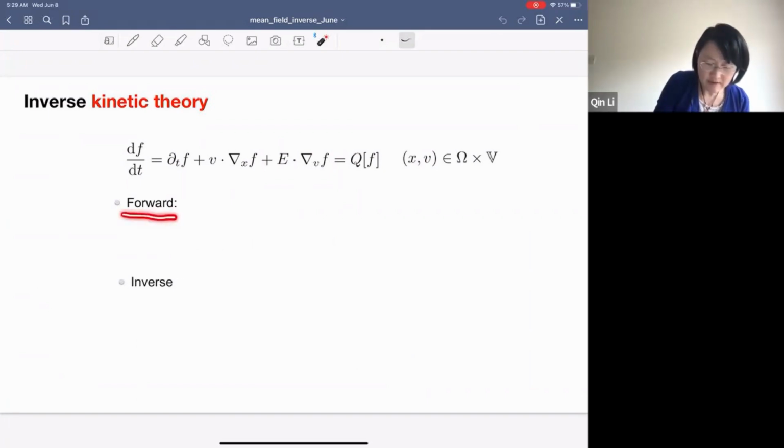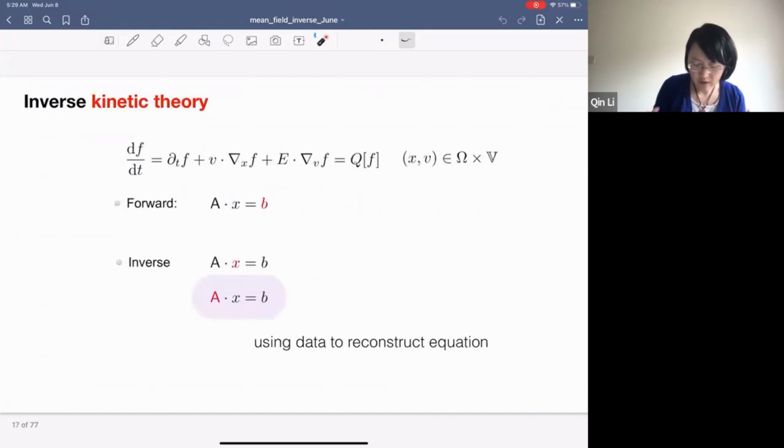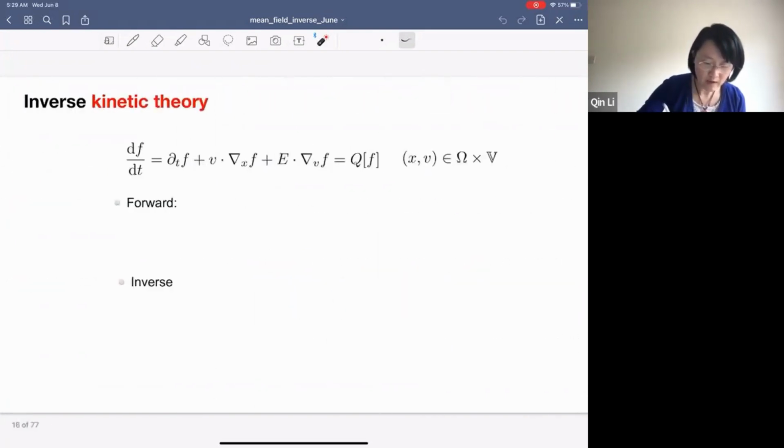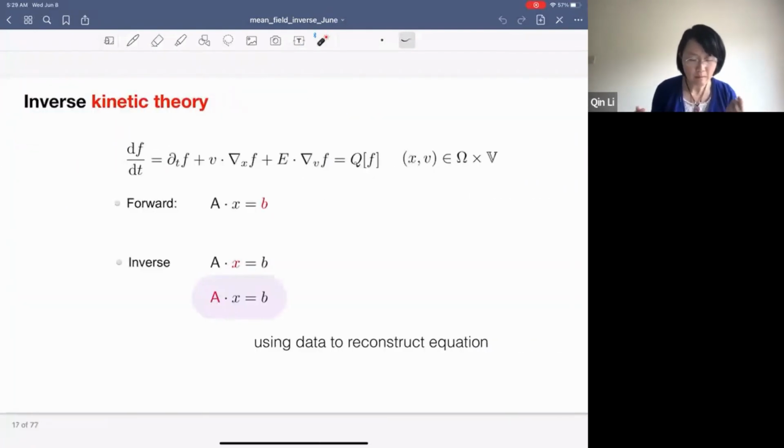So in the forward setting, we ask for solving the equation. And what I would like to focus on today is the inverse kinetic theory. So what do I mean by that? Let's draw the analogy to linear algebra. In linear algebra, the forward problem is you give me the matrix, I multiply this matrix by the input, and I produce the output. So that's to compute the matrix vector product.